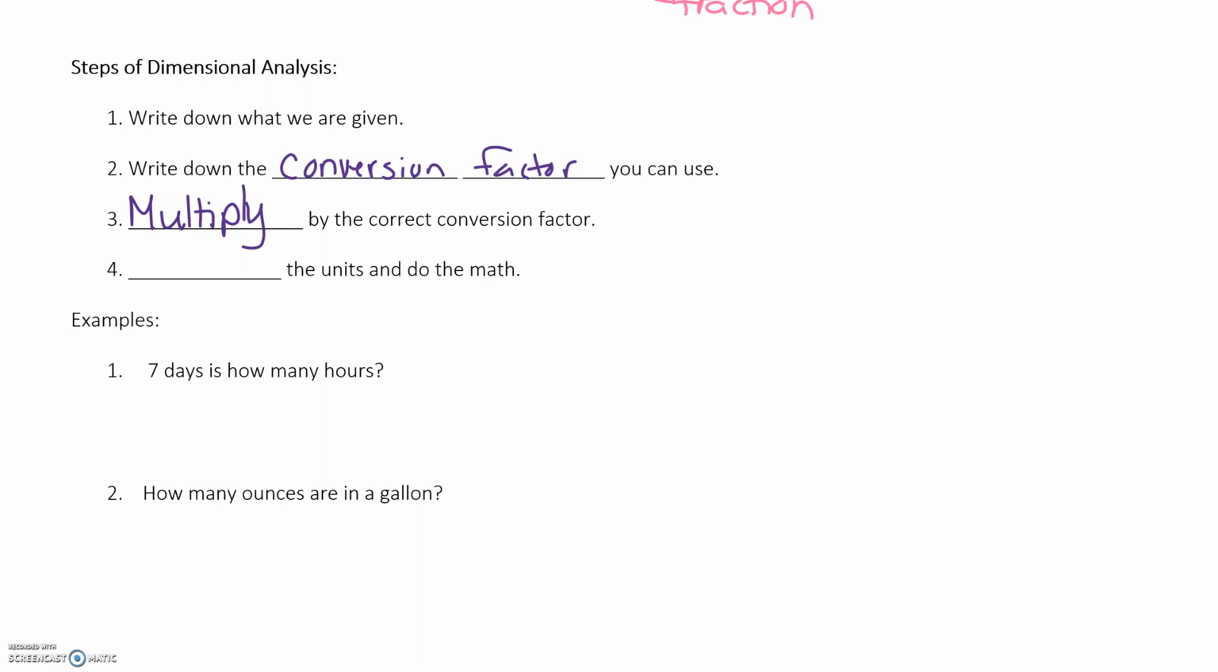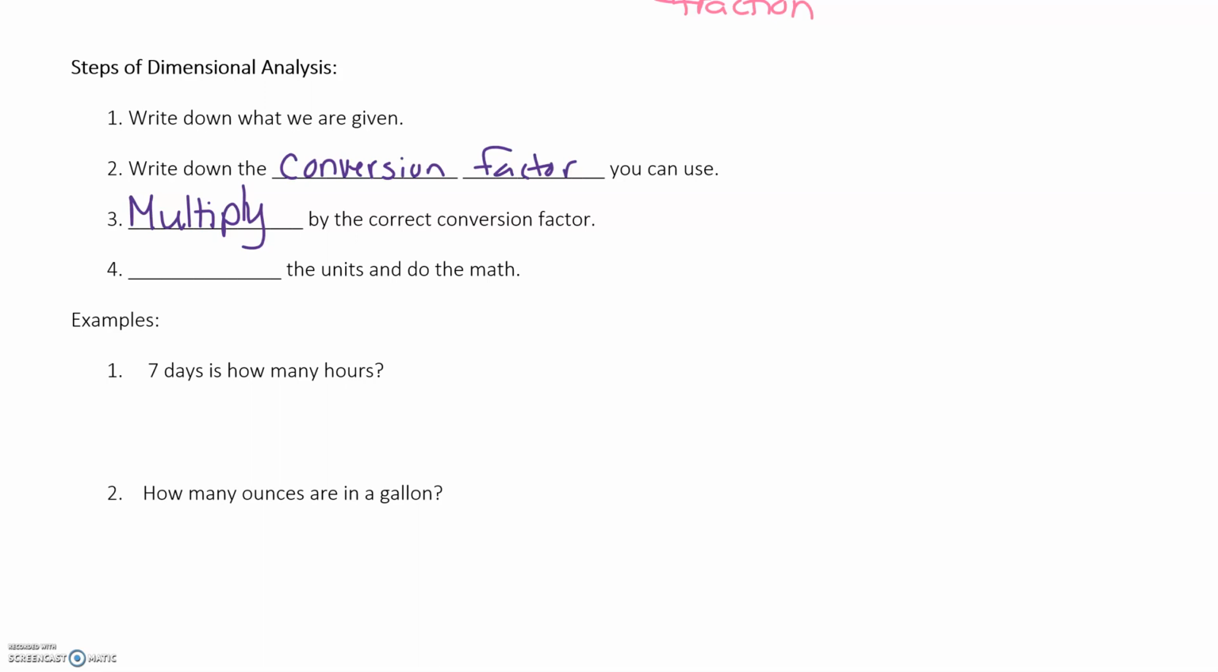We are going to multiply by the correct conversion factor. So we're going to look at the ones that we have, figure out which ones are the correct ones we need, and we're going to show that we're going to multiply. I use just the multiplication dot. If you want to use the multiplication X, that's fine.